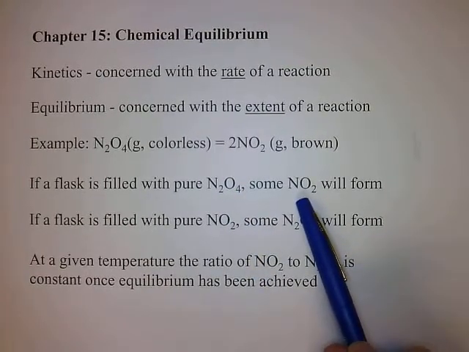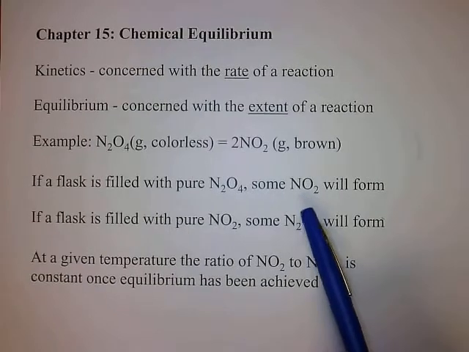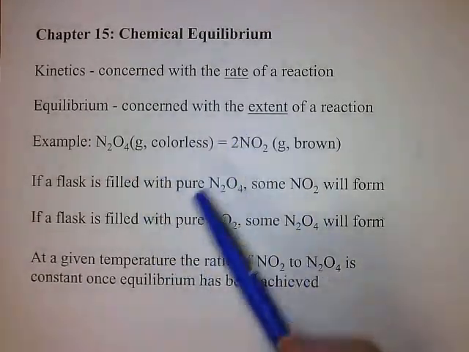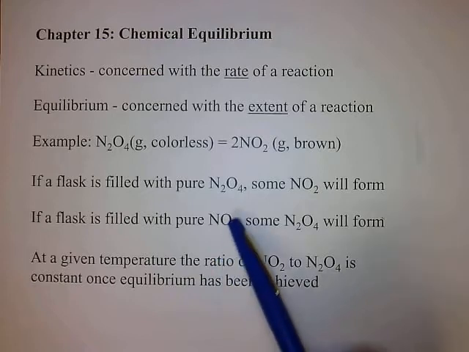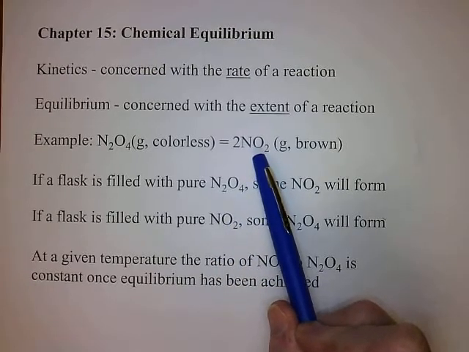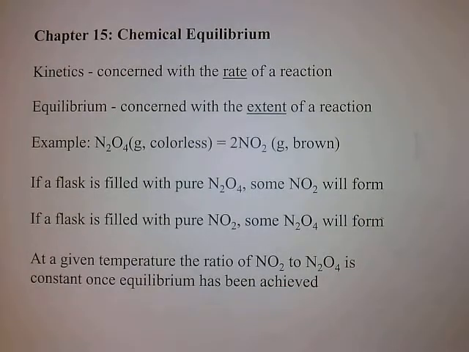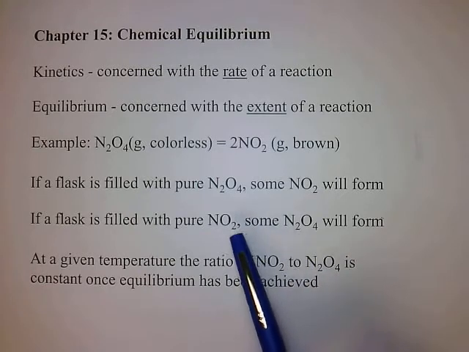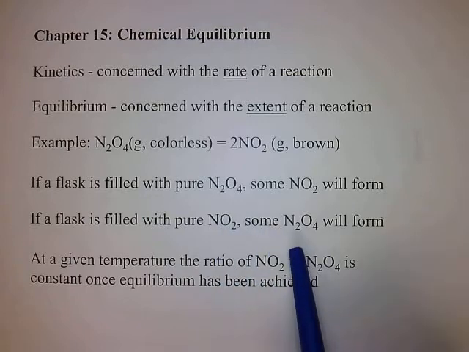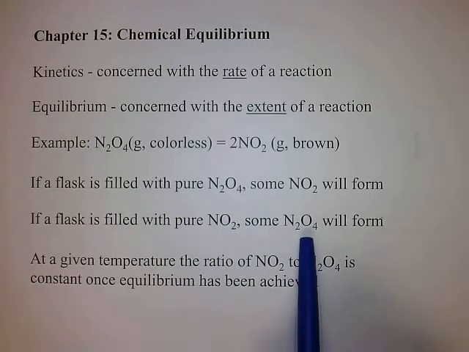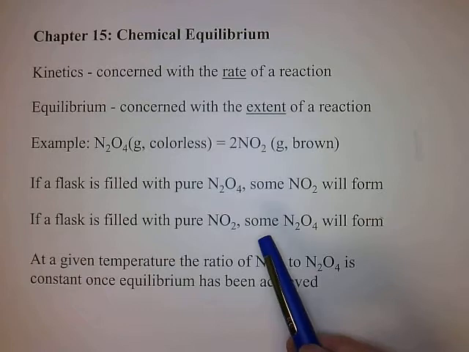And then let's suppose we come at it from the other end. Suppose we have a flask and we fill it up with NO2. There's nothing but NO2 in there, there's no N2O4, we seal it up, nothing can get in or out, we come back, and we find a mixture of NO2 and N2O4. In other words, some of our NO2 would have been converted into N2O4.